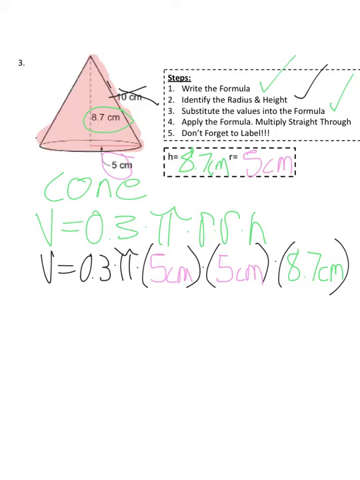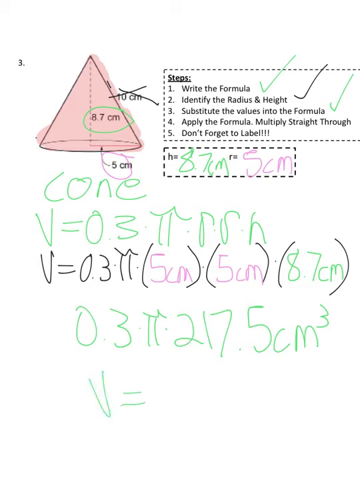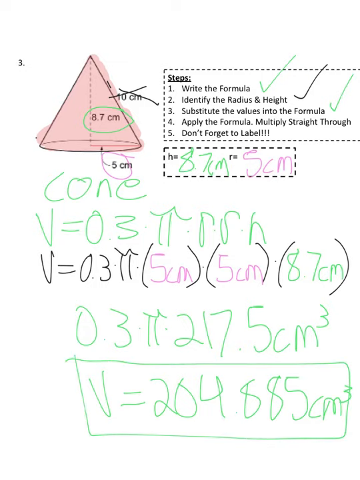So what's 5 centimeters times 5 centimeters times 8.7 centimeters? Plug that into your calculator. You should get a total of 217.5 centimeters cubed. Don't forget that cubed. I need to bring down the rest of the formula. Plug this into your calculator, and that should give you a total volume of 204.885 centimeters cubed. So that is the total value of this cone.